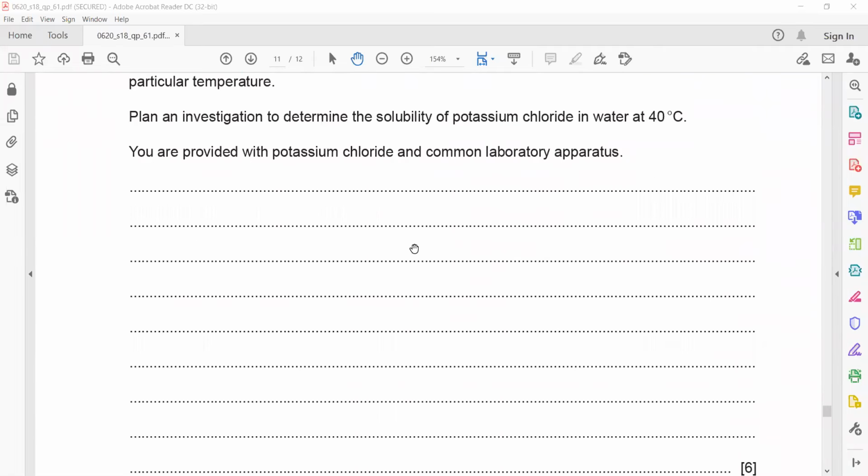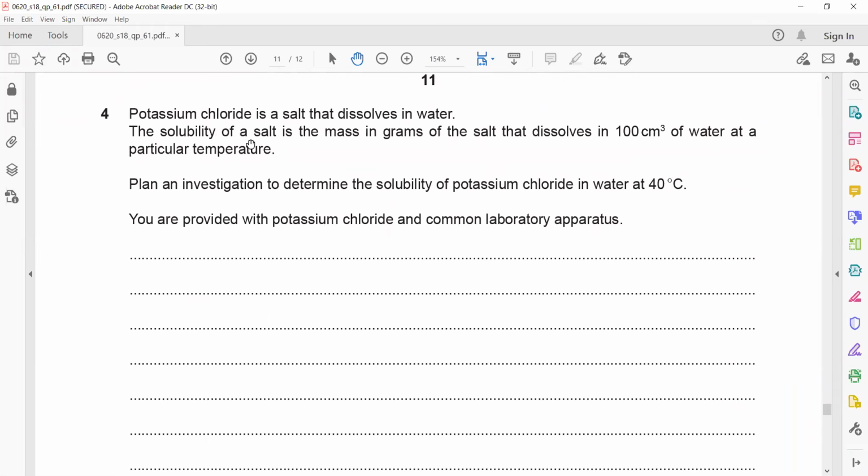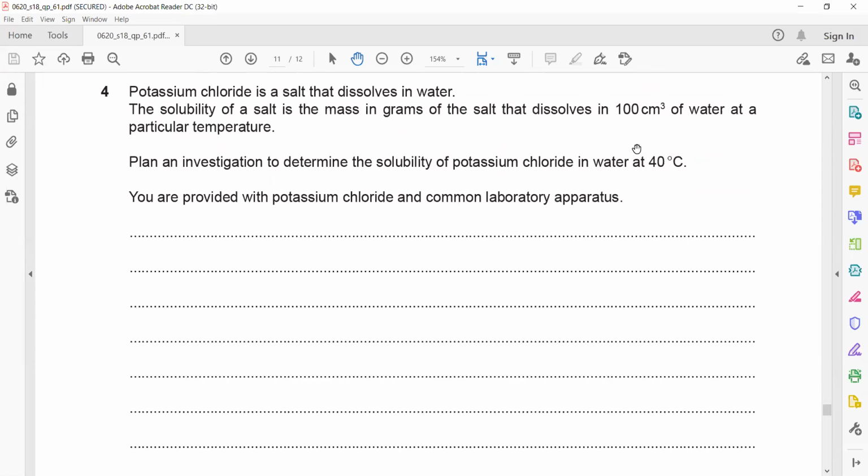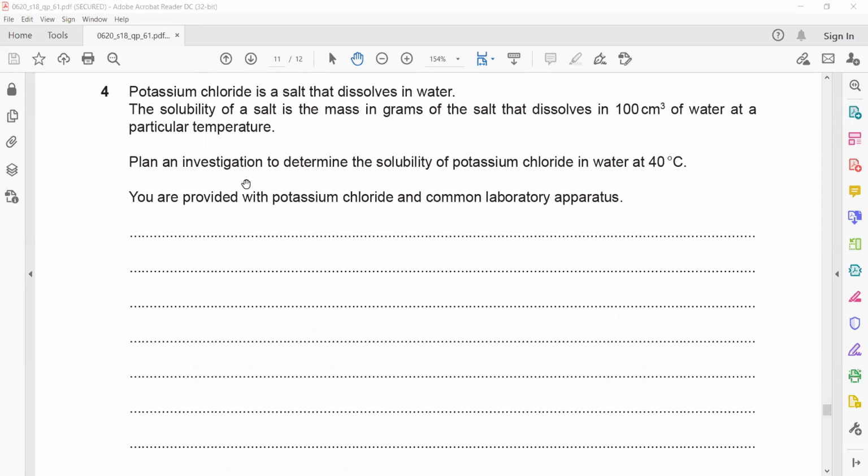Okay, this is the planning of experiment, the last question. Potassium chloride is a salt that dissolves in water. The solubility of the salt is the mass present, in grams, in 100 cm cube of water at a particular temperature. Plan an investigation to determine the solubility of potassium chloride in water at 40 degrees centigrade. You're provided with potassium chloride and the common lab apparatus. So how can we plan this experiment?